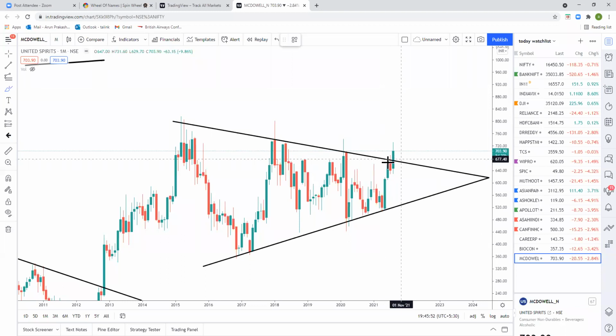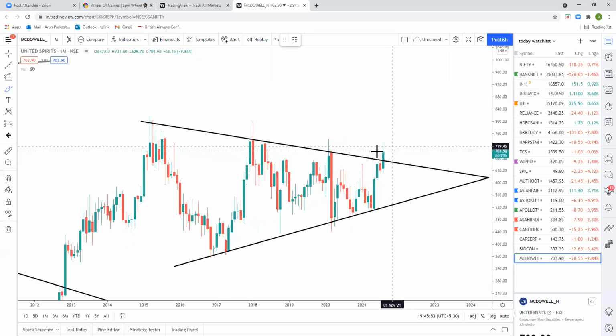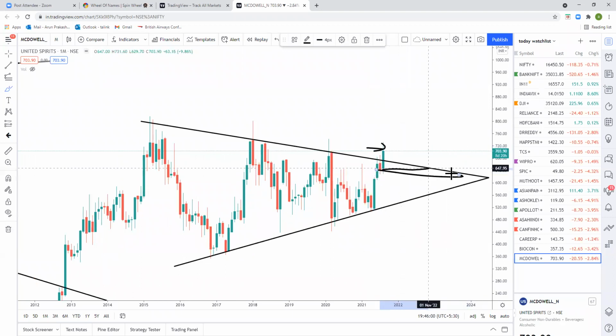If you want to invest in McDowell, you can do it with a 1 year time horizon. You can place your stop loss below this 640, this candle low, and wait for at least a 20-30% target.